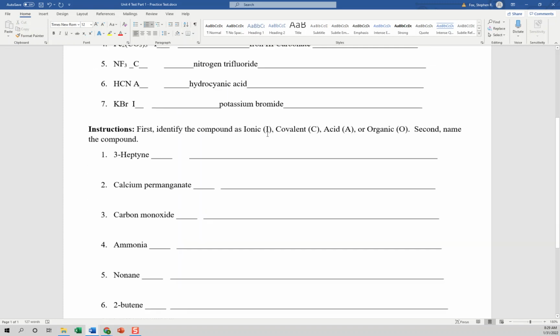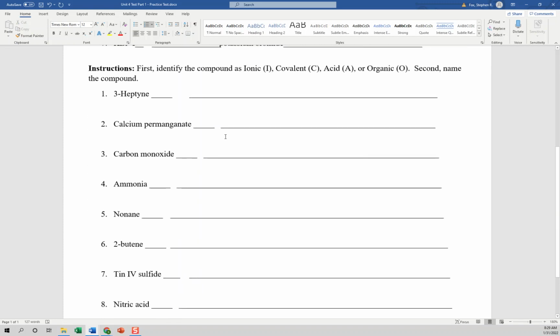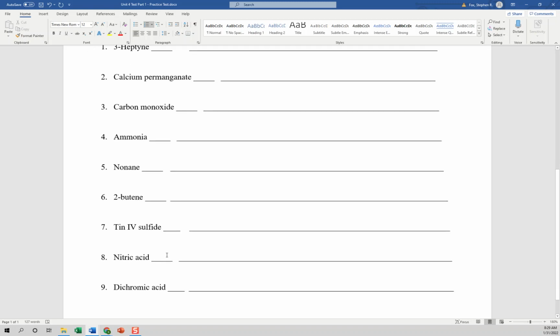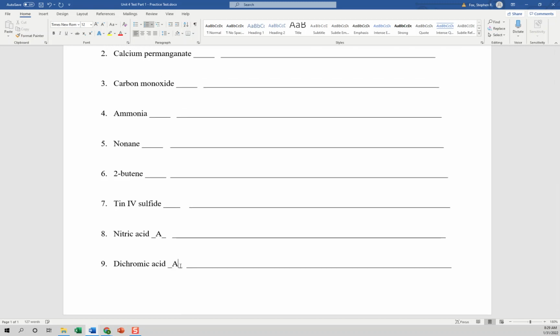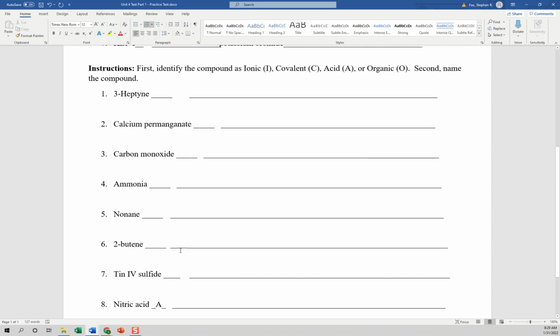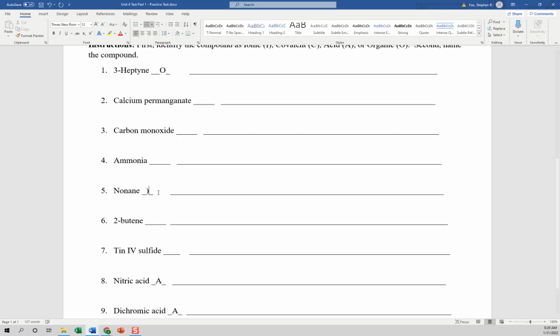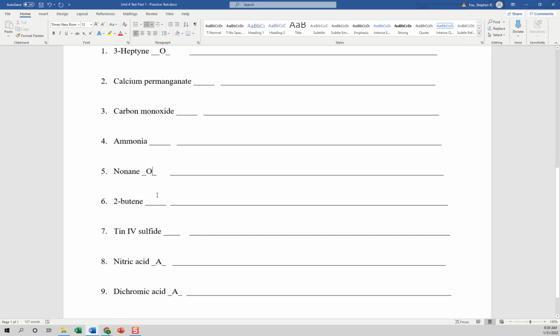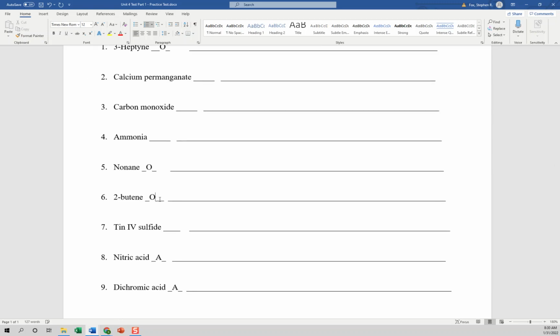All right. So let's go down to the next thing. The next thing is the opposite. So we're given the name, and we got to go to the formula. But again, the first thing we have to do is classify it as ionic, covalent, acid, organic. So acids are easy if the word acid is in there, so there we go. So I know these last 2 are acids. If it ends in ane, ene, or ine, that's a way to tell it's organic. So organic, ane, organic, ene, organic, okay.